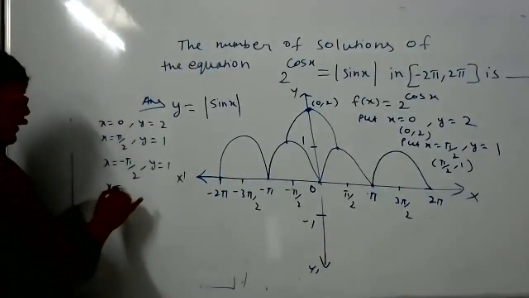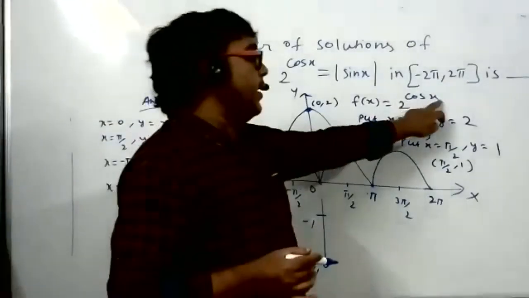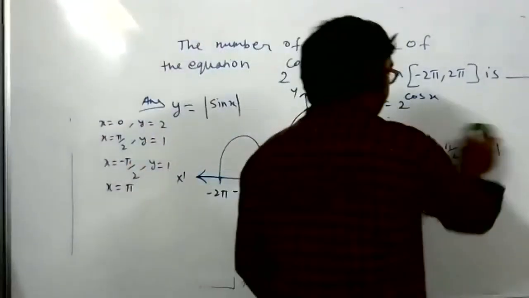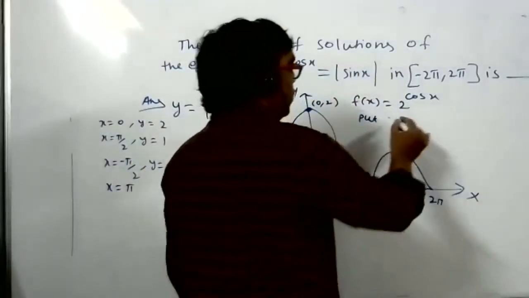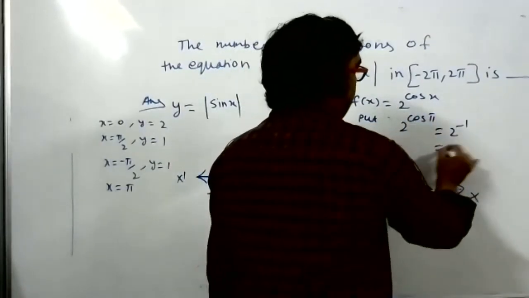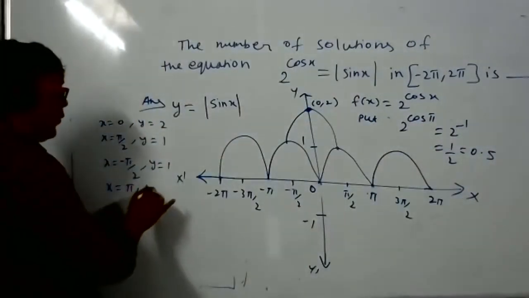X is equal to pi. Shall I show you or can you do it orally? Cos pi is what? Cos pi is minus 1. Very good. 2 to power cos pi, cos pi is minus 1, so 2 to power minus 1 is 1 by 2, 0.5. So for pi, y will be 0.5.